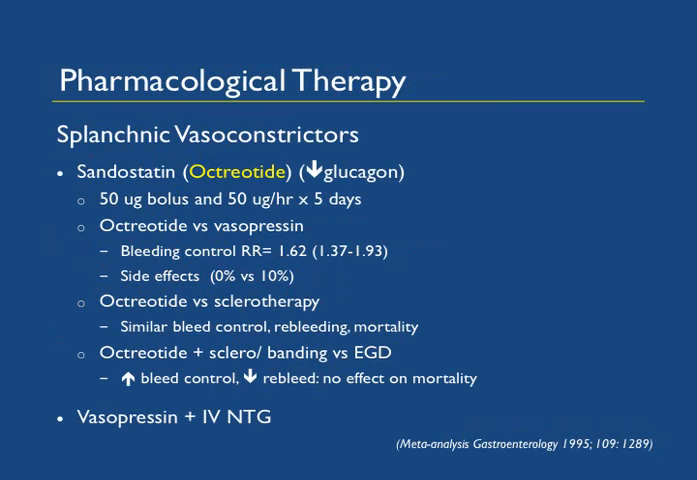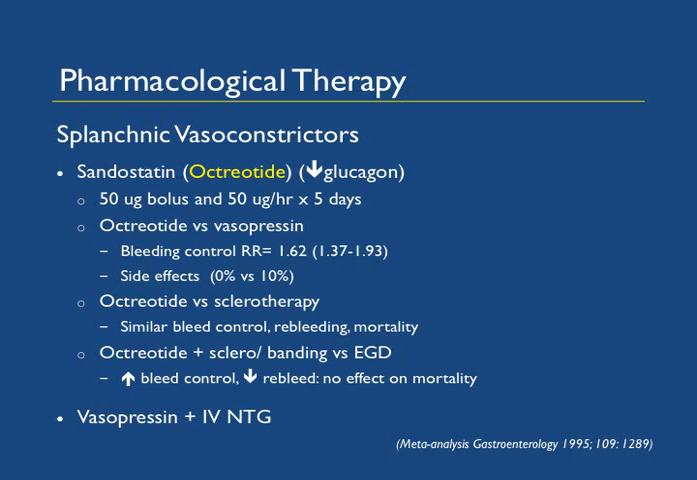In addition to rapid administration of antibiotics, pharmacological therapy is recommended right from the emergency room using splanchnic vasoconstrictors. The drug of choice in 2012 would be Sandostatin or octreotide, which inhibits splanchnic blood flow. It's initially given as a bolus dose followed by a continuous infusion for the next 5 days. There have been multiple studies comparing octreotide to vasopressin, and overall it is apparently a bit more efficacious, but more importantly is associated with fewer side effects, such as vascular ischemia that happens with vasopressin.